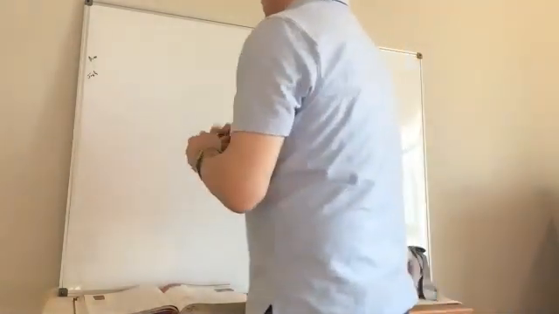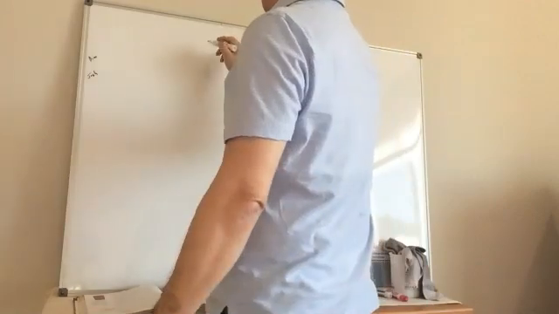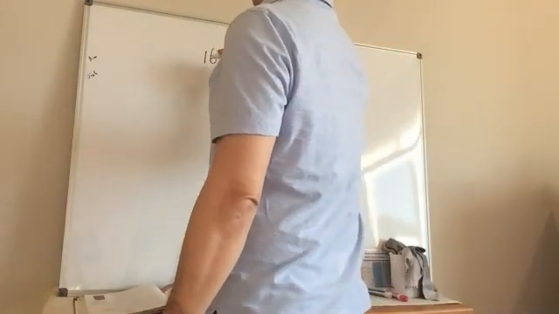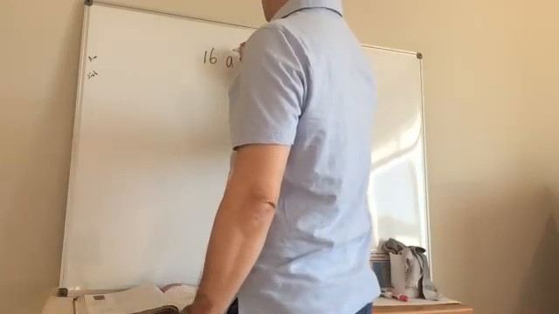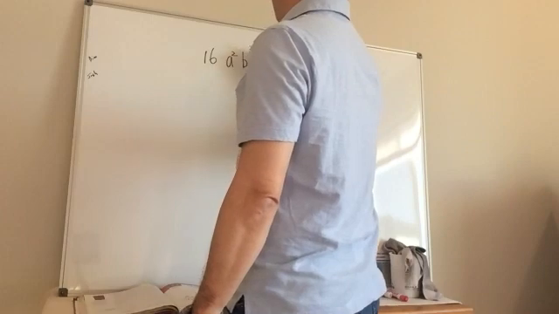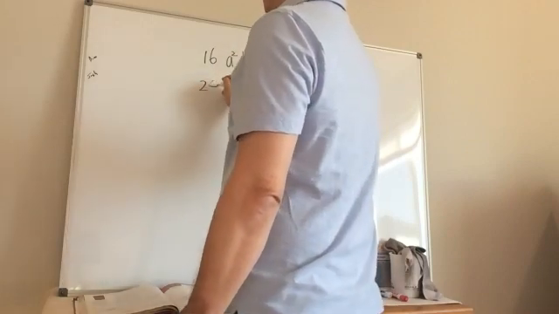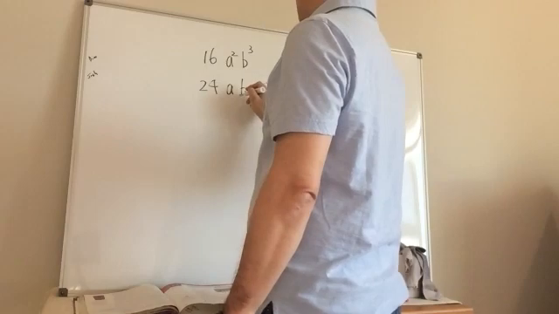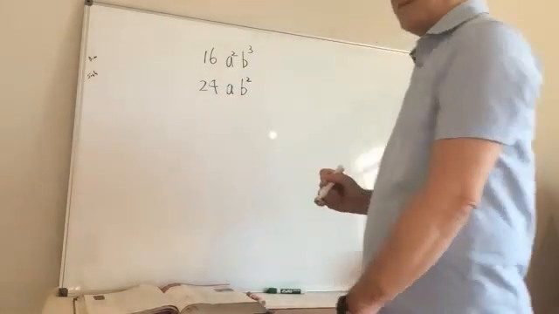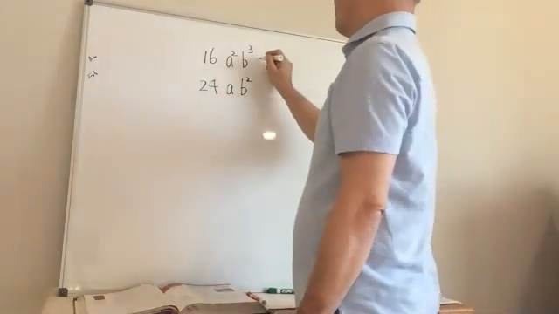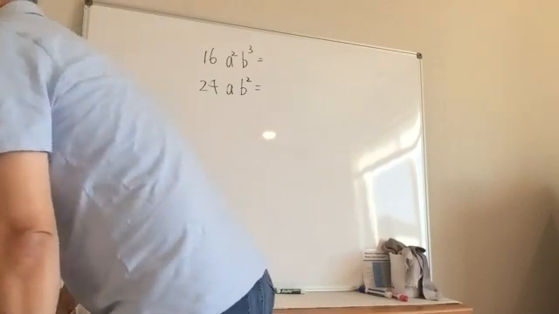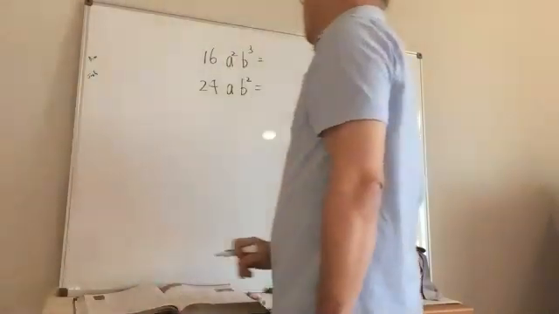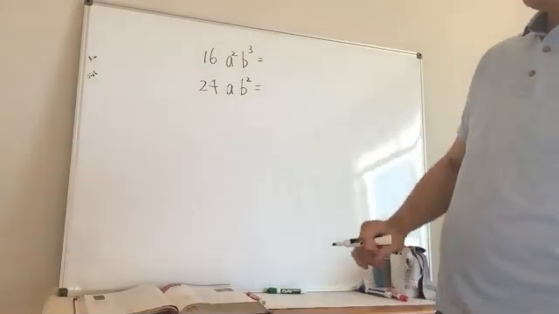Okay, let's do 16a squared b to the third, and 24ab squared. Okay, so let's pick on Elijah. Elijah, walk us through this.